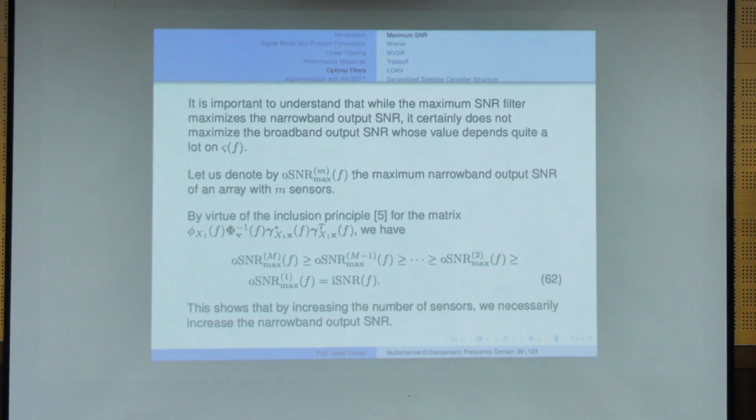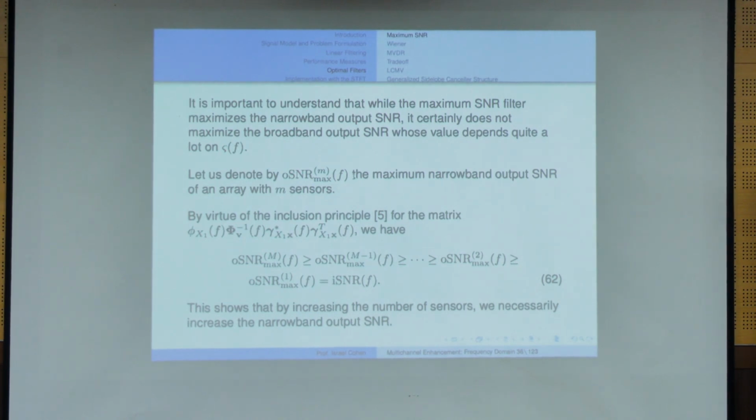So my question is, when do we have equality? When does it not increase but stay equal? If I add an additional sensor, and the output SNR achieved using the maximum SNR filter is not larger but remains the same, what does it mean? Exactly. So the additional sensor doesn't include any new information. So it doesn't include the information regarding the correlation.